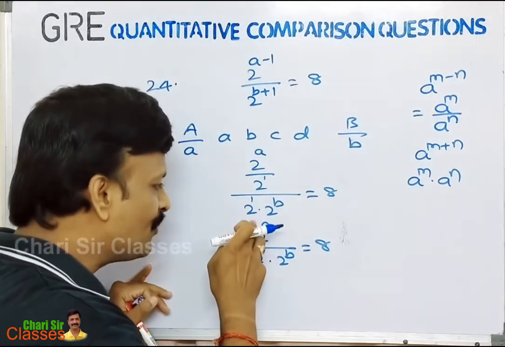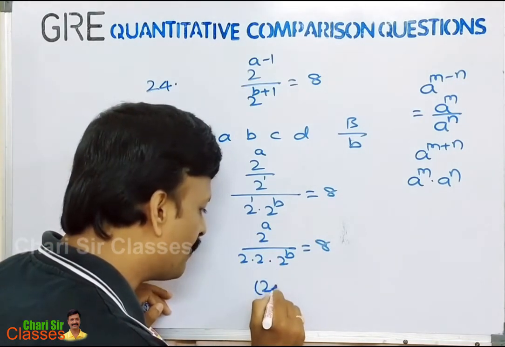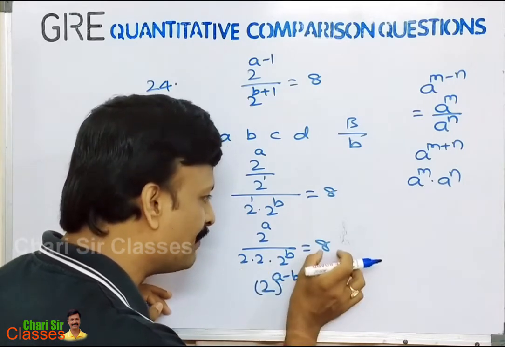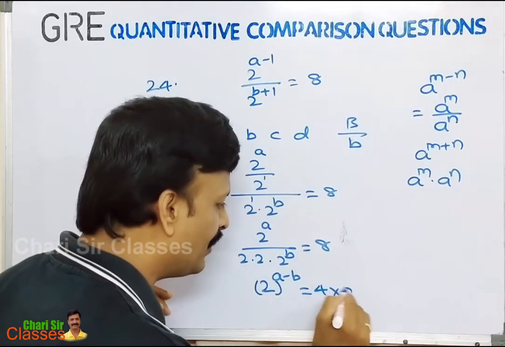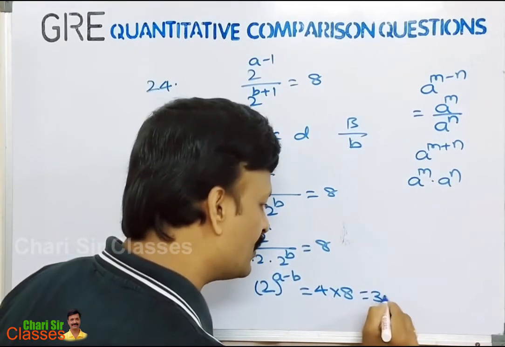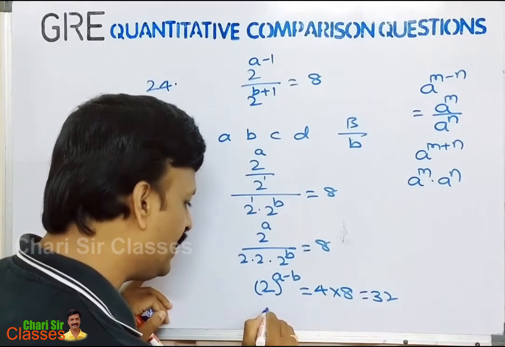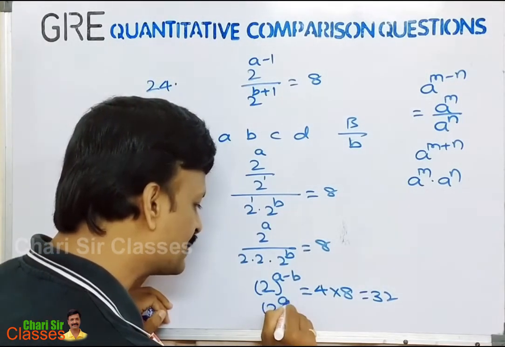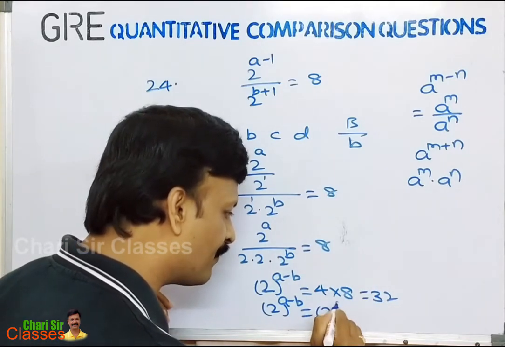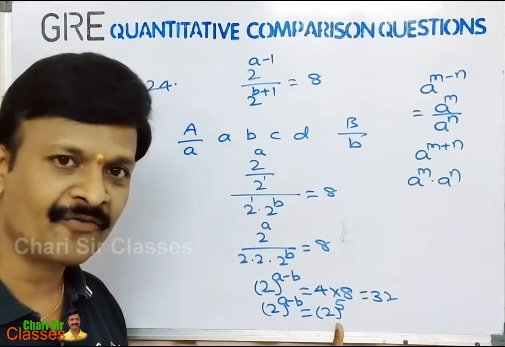You can also write 2 to the power of a by 2 to the power of b as 2 to the power of a minus b, and this 4 you can multiply to this side, 4 into 8. 4 is multiplying with this, that is equal to 32. That is 2 to the power of a minus b, which is equal to 32, can be written as 2 to the power of 5. Here 2 to the power of a minus b equals 2 to the power of 5.